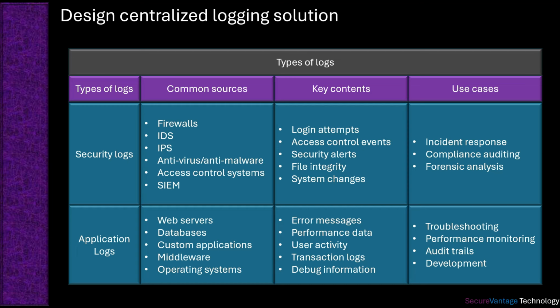And you make use of the application log to assist developers in understanding application behavior and identifying bugs during testing. So security logs focus on security related events, while application logs focus on the operational and functional aspects of the application. Security logs capture events related to access control, system changes, and security alerts, whereas application logs capture errors, performance metrics, and user activities within the application.